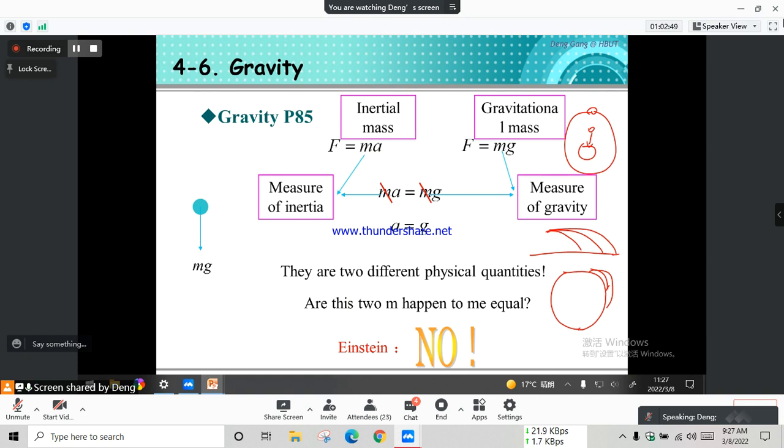So if we throw it with very large speed, it will fall, but it will not land on the surface because it's a curved surface, right? And it will go on moving. It wants to fall, but it cannot fall. It will go around the Earth. So the difference between the apple and the moon is that they have different horizontal velocity.